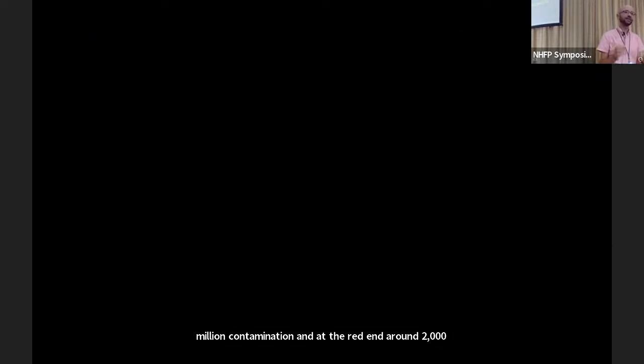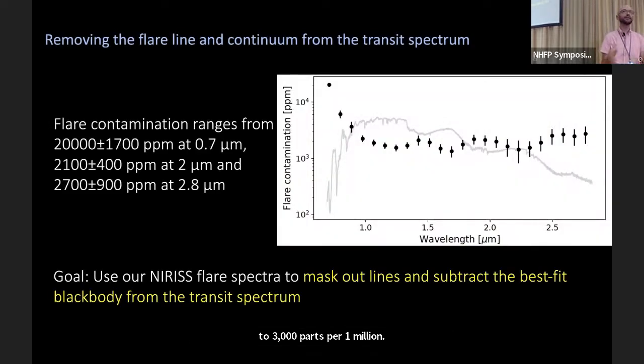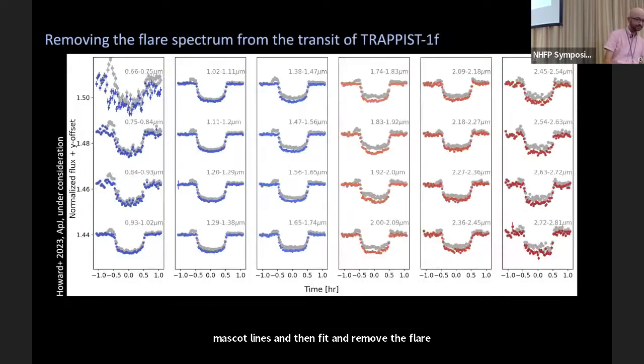So can we use the NIRISS flare spectrum to identify and mask out lines, and then fit and remove the flare continuum in a consistent way that then allows us to recover the transits? This is the result when we do that. We have here transit spectra in wavelength bands across the range of NIRISS, from 0.6 at the blue end to 2.8 at the red end. And I've color coded these spectra with blue being the blue end and red being the red end. And the uncorrected spectra are shown for reference in gray for each of these bands.